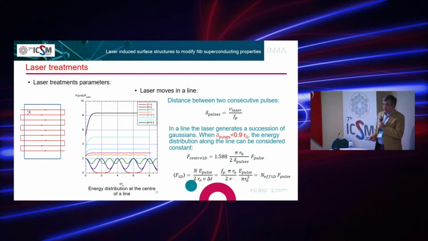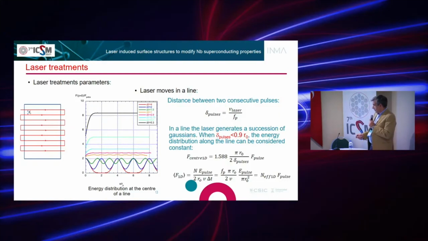In this case, what you have to control first is to try to obtain a uniform energy distribution along the line. You must think that you are applying discrete Gaussians. So if you increase the overlapping of the Gaussians, at the end, you have a near constant value along the line. So we have calculated that to reach this, the distance between the centers of two consecutive pulses should be shorter than 0.9 times the radius of the beam.